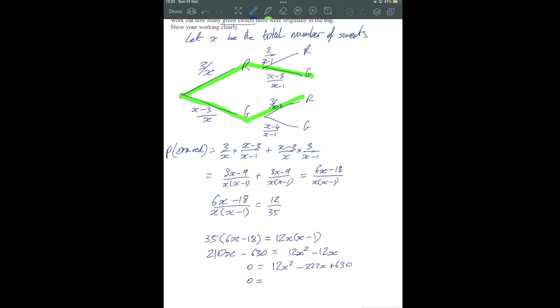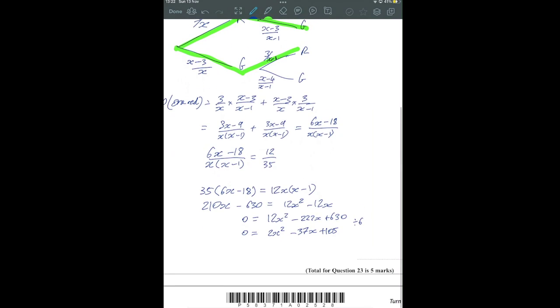because remember x in the context of the question was the number of sweets in the bag. I notice that everything's a multiple of 6, so I'm going to divide everything by 6, just like in a previous problem. That's going to make my numbers a lot smaller and just more manageable.